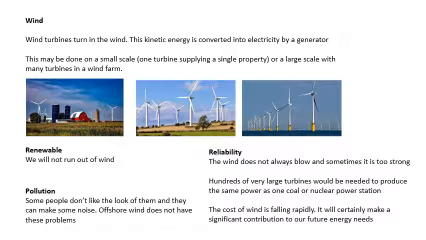Reliability. Now, it's not windy all of the time. And if it's not windy, then you're not making electricity. And if it's very, very windy, then you can't make electricity because they'll fall to pieces. So you've got to lock them down. Another problem is that despite the fact that these things are very big, you would need lots and lots of very large turbines. You would need hundreds of turbines to produce the same power as one decent sized coal or nuclear power station.